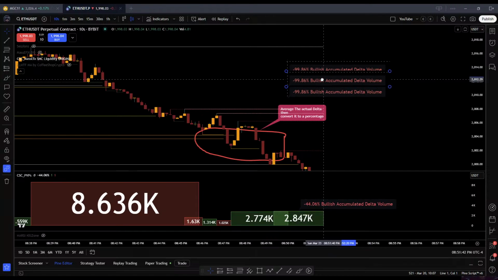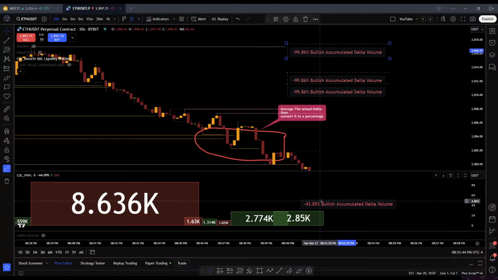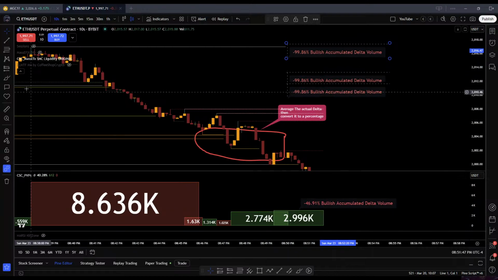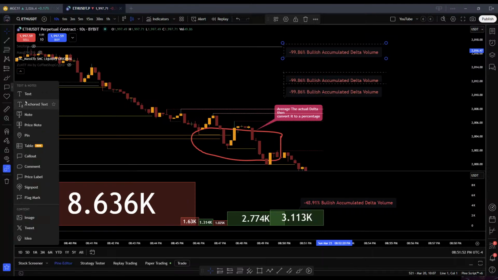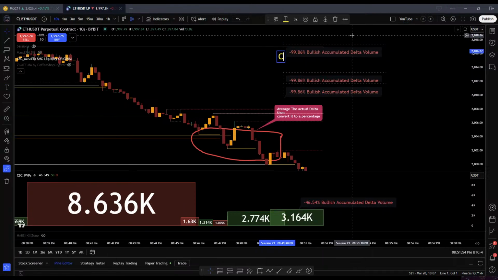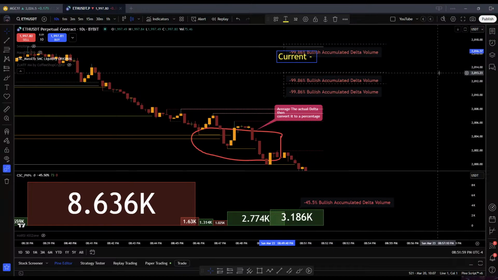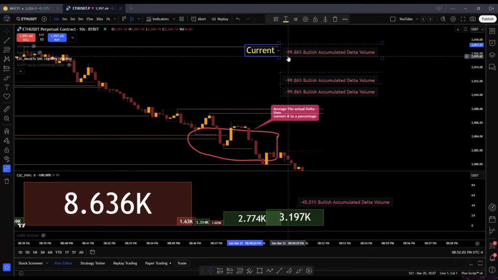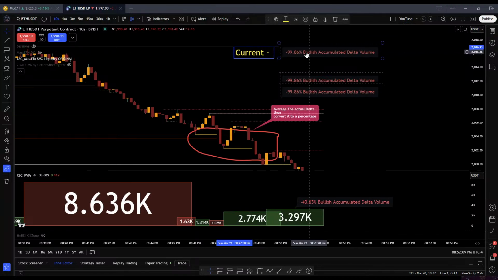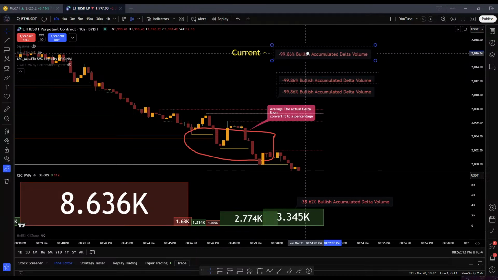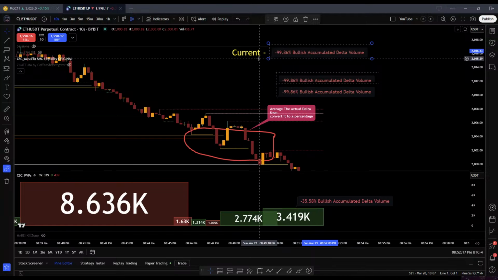So in regards to what you're saying, let's say label 1 has the current, right? It would say current right on the label. So current, bullish accumulated delta, and it will change automatically. Current, 99% bullish or 99% bearish. Bullish and bearish will switch automatically in the label, so you'll know what's happening currently, right?